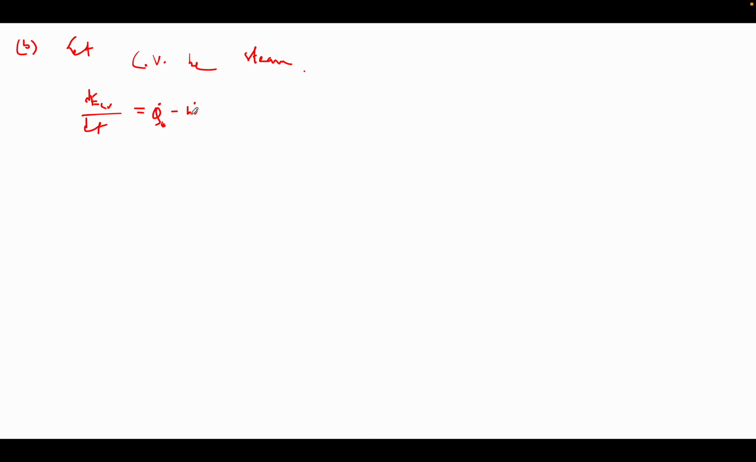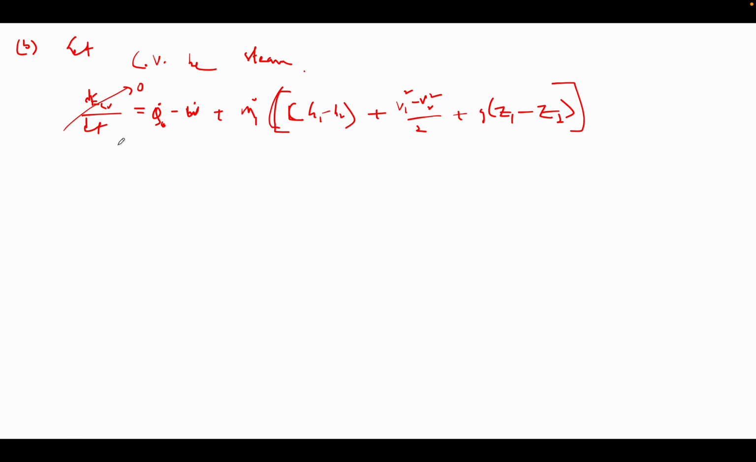Plus m1 dot times h1 minus h2 plus V1 squared minus V2 squared by 2 plus z1 minus z2. Now this is again in steady state, so this will be equal to 0. There will be no changes in kinetic and potential energies as it is mentioned here.